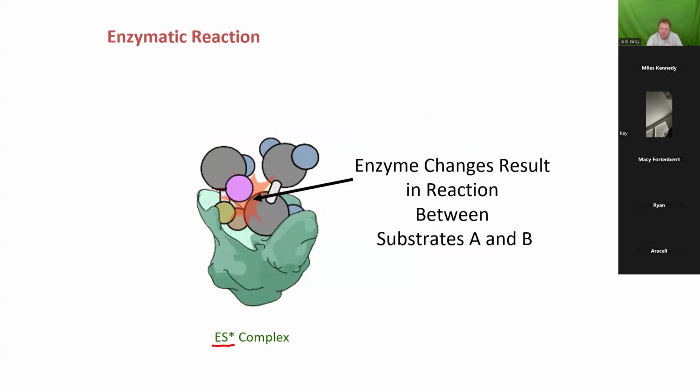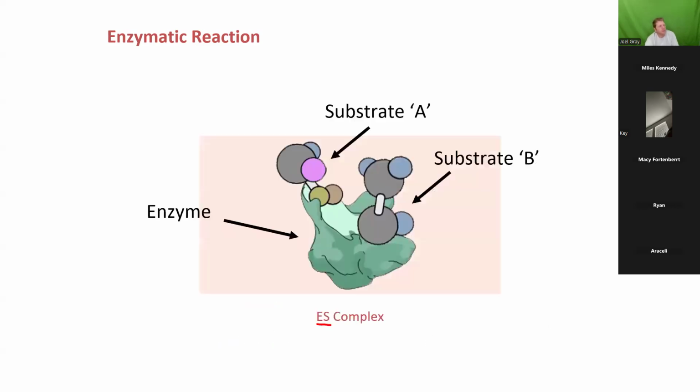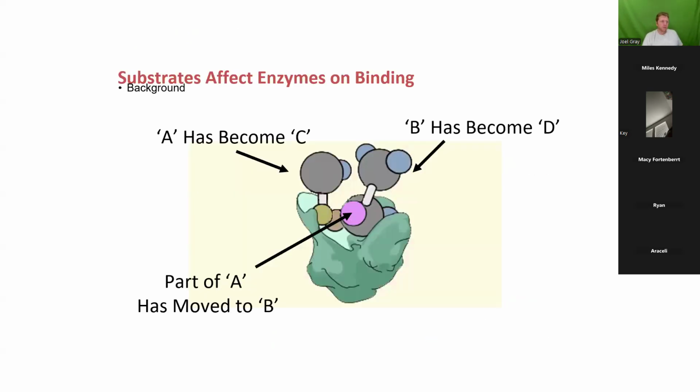So this is a subtle difference, but that star there, or that asterisk, is super important. When you see ES asterisk, think, aha, reaction taking place. Here, there's no asterisk, so no reaction is taking place. Okay, next up, our substrates affect enzymes on binding.